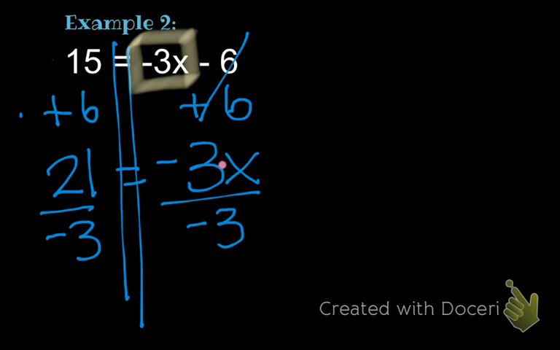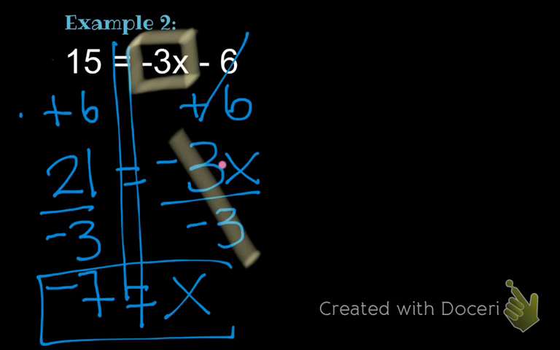21 divided by negative 3 is negative 7 equals, on this side my negative 3's cancel, so I'm left with x. So right now I think my solution is negative 7. All right, you guys, what I want you to do right now is pause the video and do your verification step in your notebook. And then we'll compare answers after you press play. So go ahead, press pause, and verify.